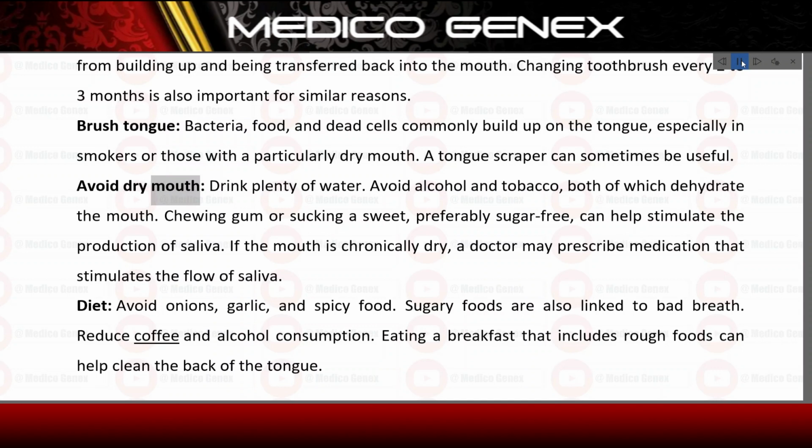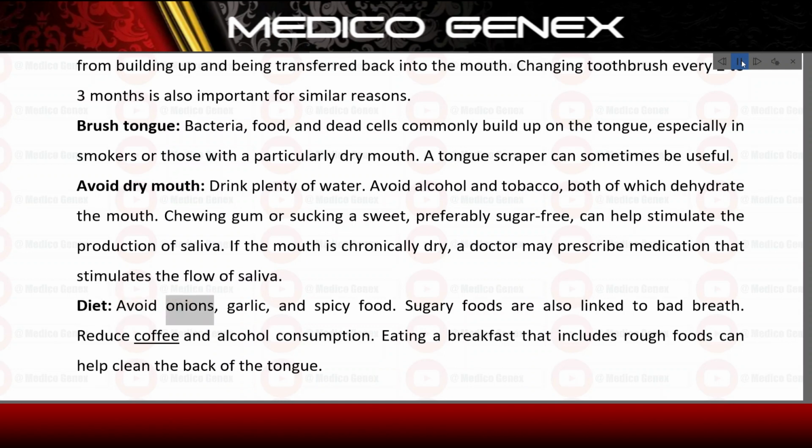Avoid dry mouth. Drink plenty of water. Avoid alcohol and tobacco, both of which dehydrate the mouth. Chewing gum or sucking a sweet, preferably sugar-free, can help stimulate the production of saliva. If the mouth is chronically dry, a doctor may prescribe medication that stimulates the flow of saliva.